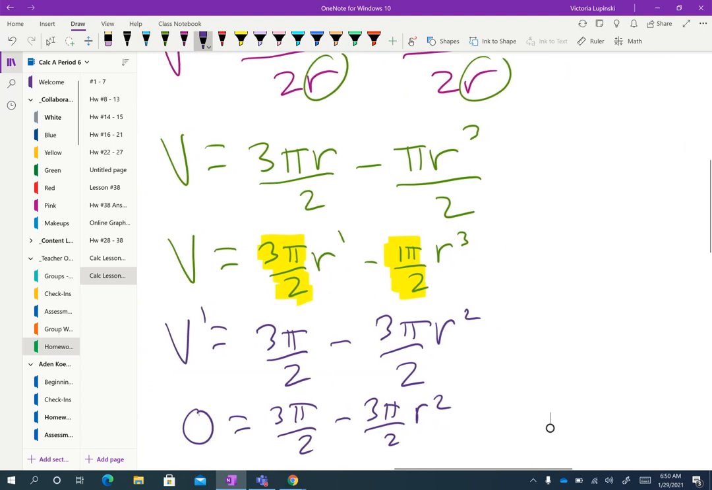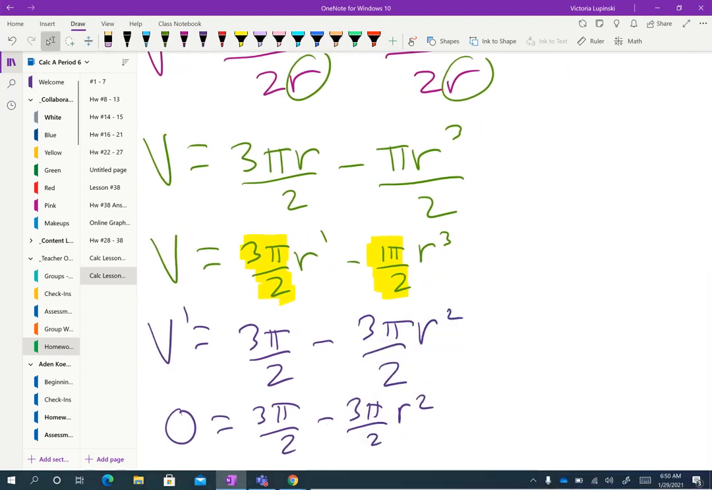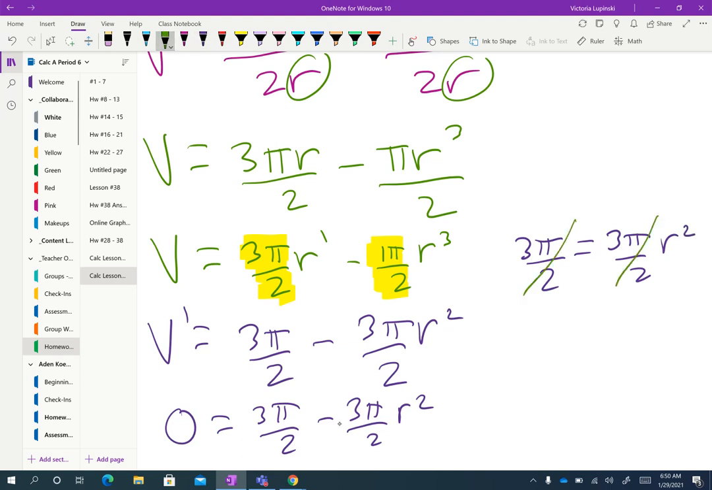Then I'm going to go ahead and put them on opposite sides. So if I put them on opposite sides, I'm going to get 3 pi over 2 is equal to 3 pi over 2 r squared. The 3 pi over 2's on each side cancel. On the left, you would just get 1 and then r squared.